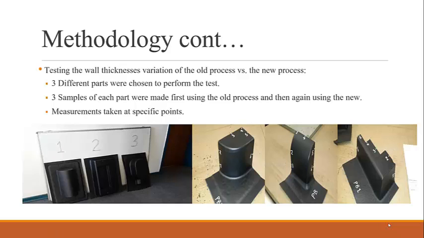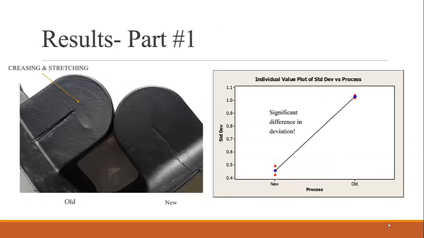Parts were formed to get a good idea of how different geometries and shapes would react to the new process. Here are our results for part 1. The graph on the right shows an ANOVA test, which is testing the difference in standard deviations between the old process and the new. It is seen that there is less variation in wall thickness used in the new process. The picture on the left also shows visual improvement from the old to the new.